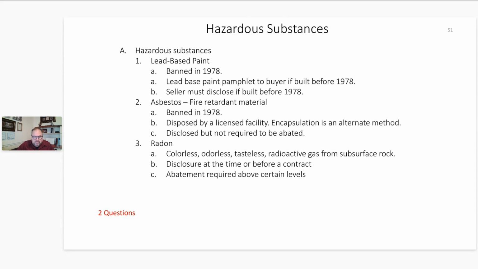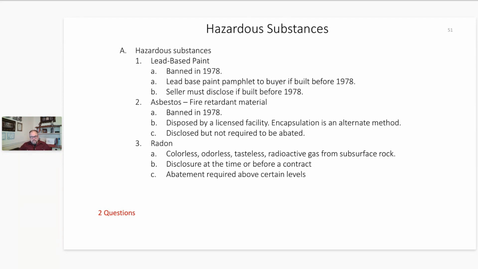Does not have to be abated, but has to be disclosed. Same thing with lead-based paint. Does not have to be abated, but must be disclosed. Again, before 1978. And radon gas: colorless, odorless, tasteless, it's a radioactive type gas in the substructure of the earth in rock formations that leaches to the surface, can go through the cracks of the foundation and get into a house. Abatements are required, but above certain levels. So this takes people that are licensed to do radon gas testing.